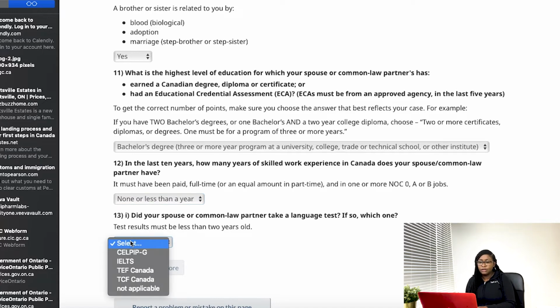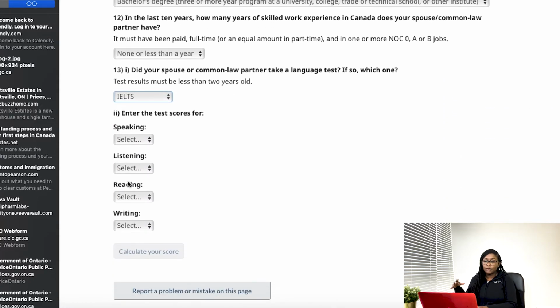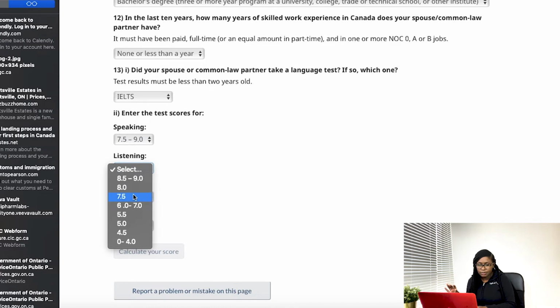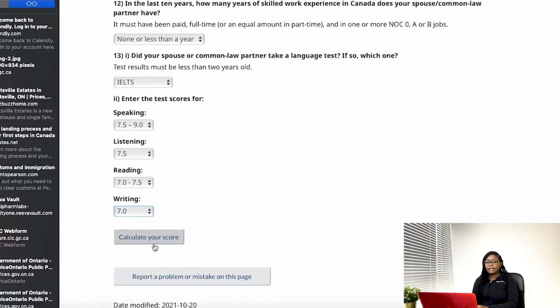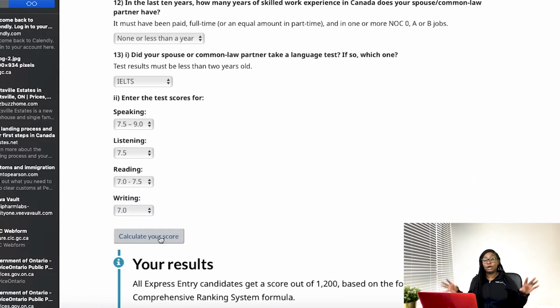Okay, and then did your spouse or common law partner take a language test? My advice is yes, let them take the test too. And I'm gonna go ahead and give them the same scores so we can kind of speed this part up. Yep. And now we're gonna go ahead and calculate the score. So you use a person that will give you guys the most points.